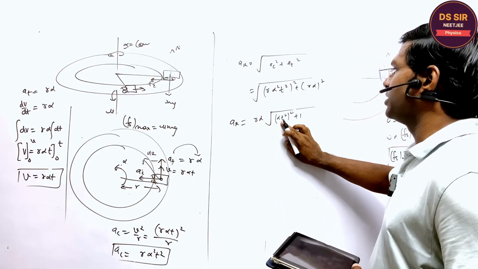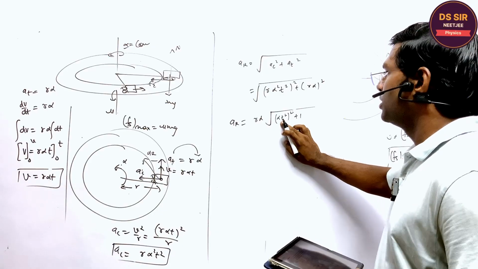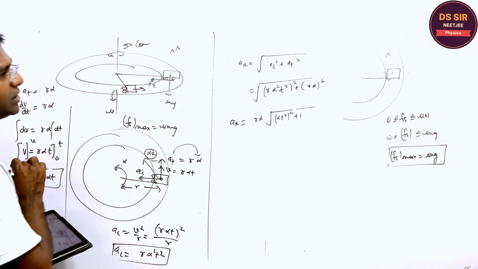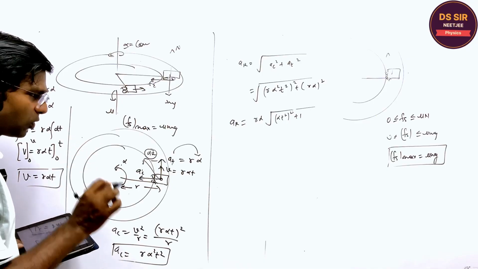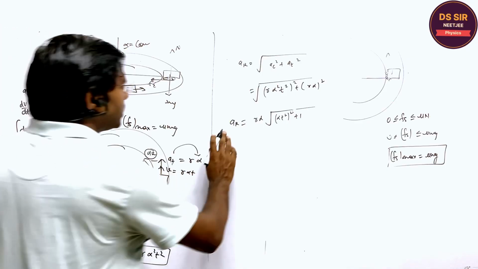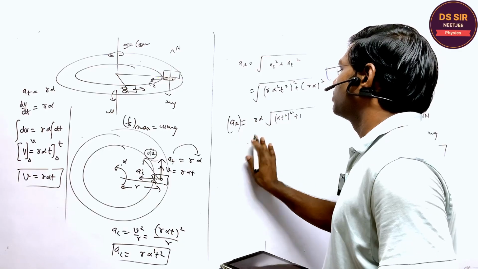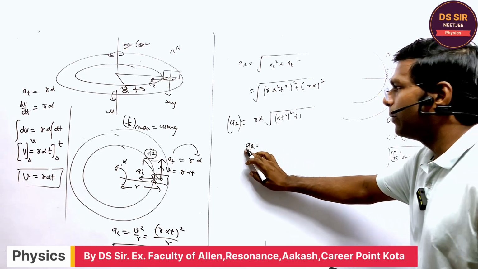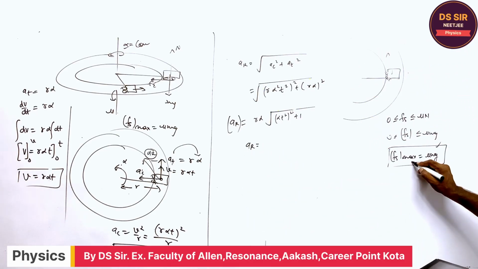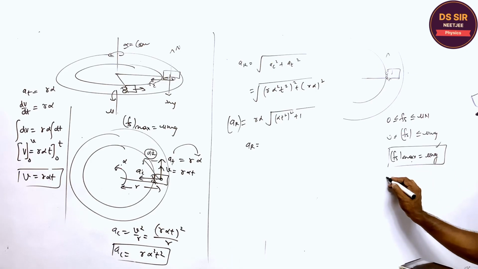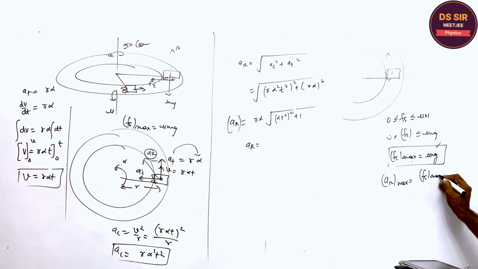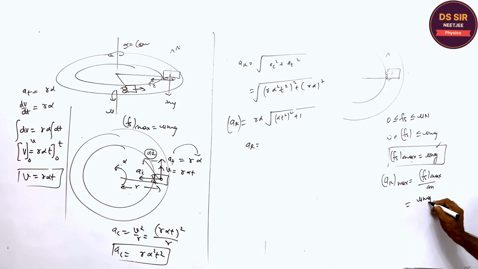As the time is increasing, the resultant acceleration is increasing. What is the maximum resultant acceleration available for the car without skidding? This is the maximum friction force available. So what is the maximum resultant acceleration? It will be equal to Fs max divided by m, so mu mg upon m. So the maximum acceleration is mu g.